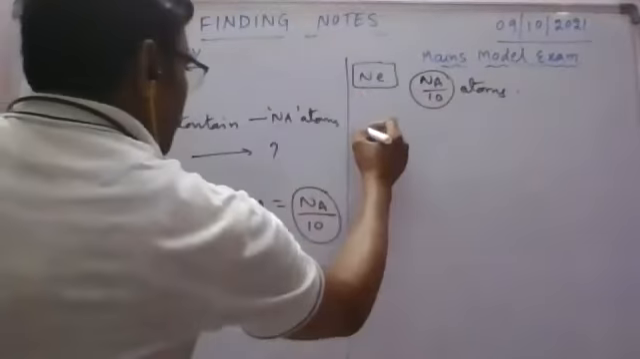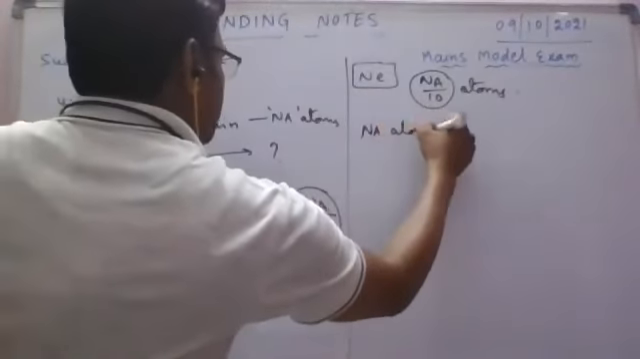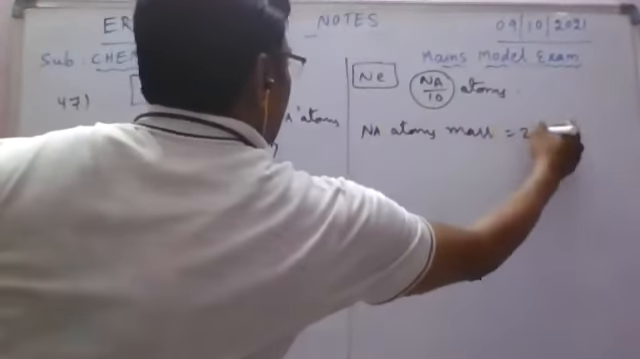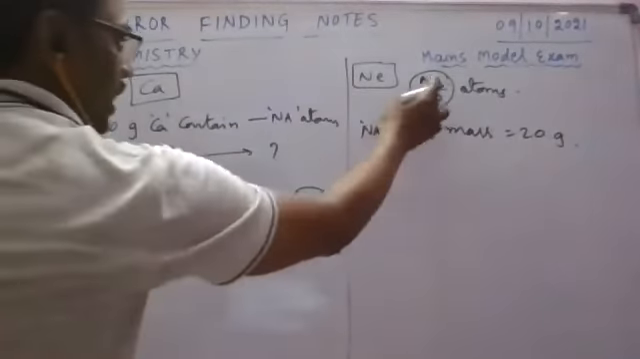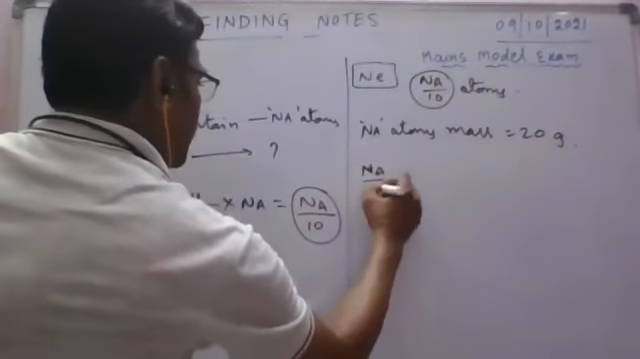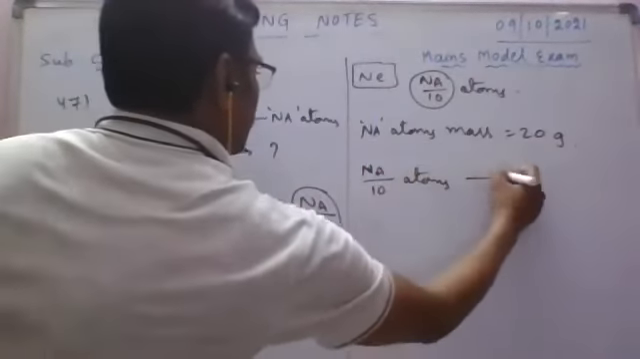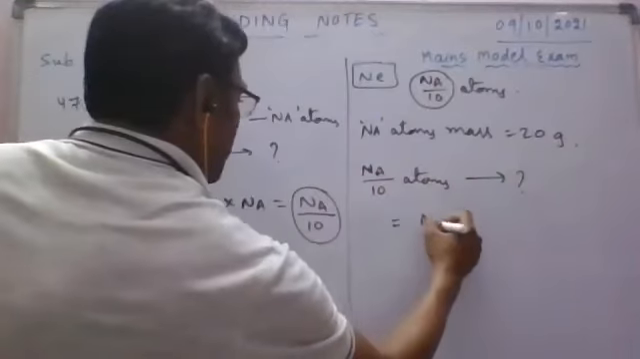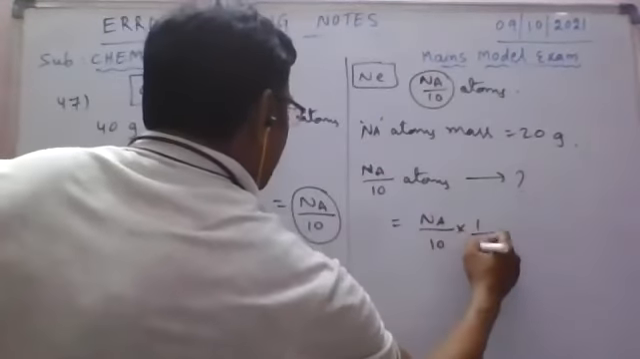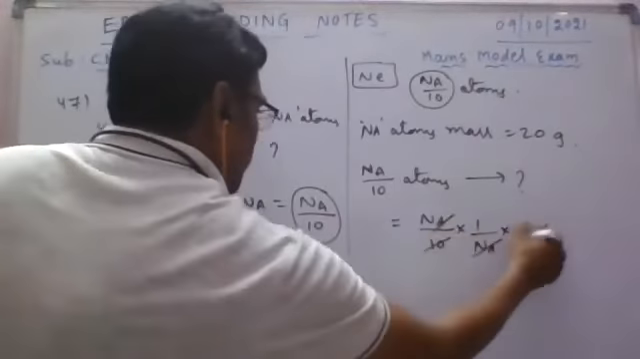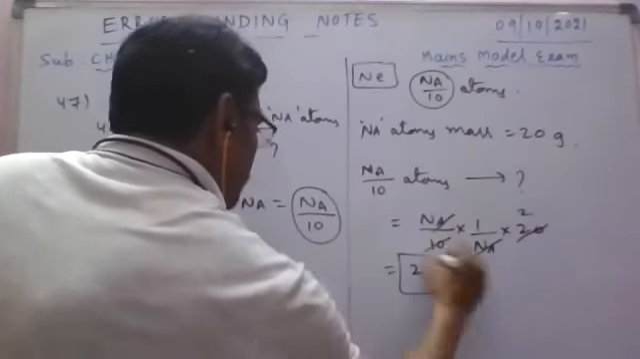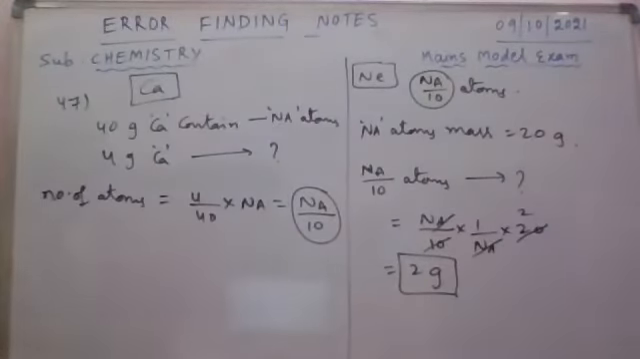For neon, we know that the mass of Avogadro number of atoms is equal to 20 grams, because the neon atomic mass is 20. Now neon has how many atoms? Avogadro number by 10 atoms. Mass how much? That is equal to Avogadro number by 10 into 1 by Avogadro number into 20. Ten twos are 2, so here you get 2 grams.